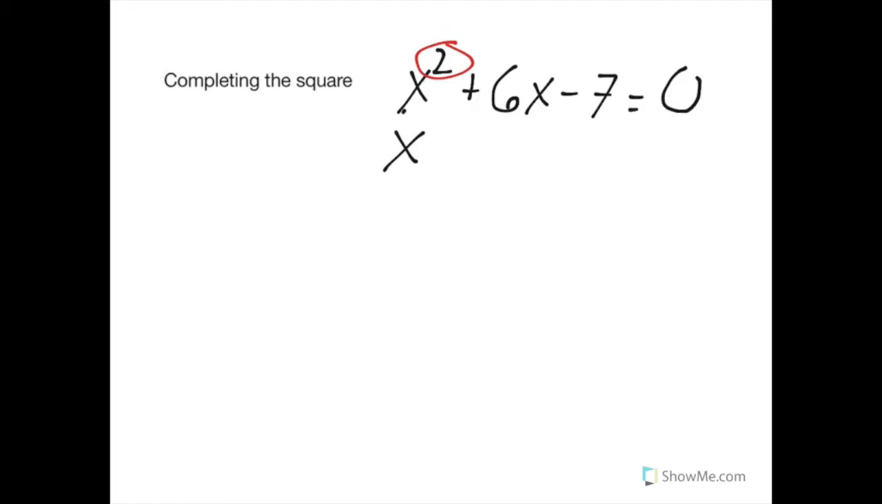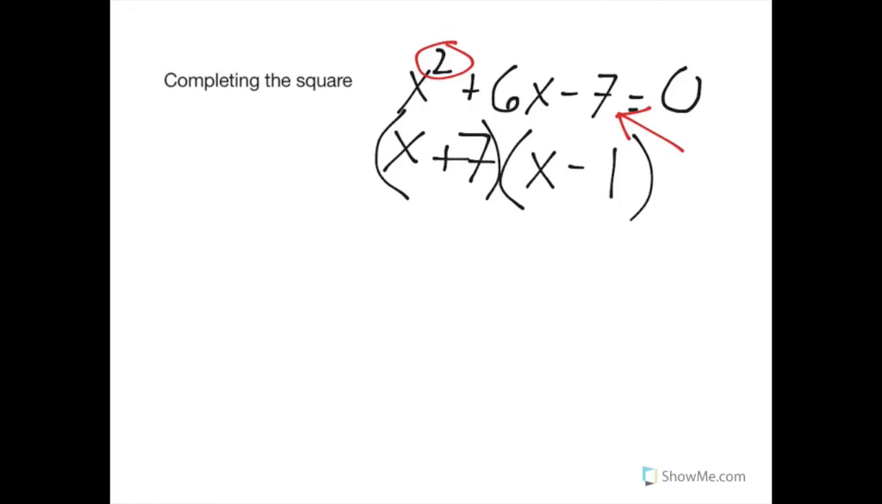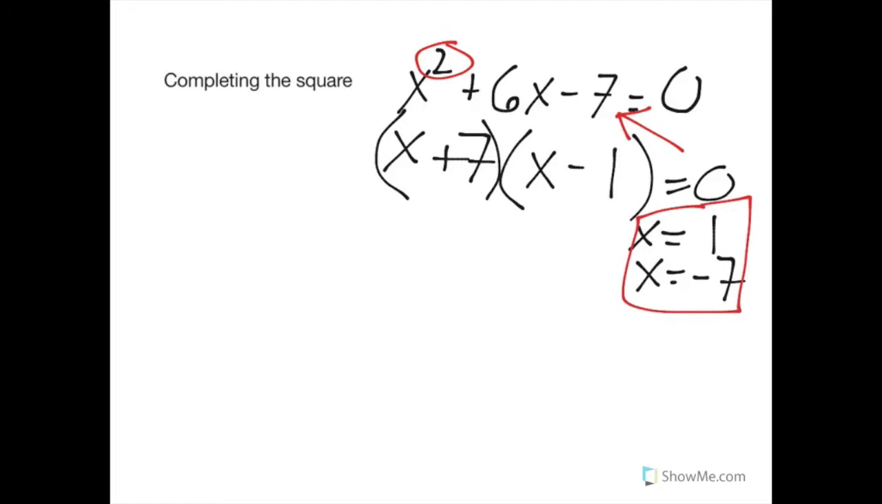Now, let's see, we got x here, so you got a plus here and a minus here. And let's see, a 7 and a 1, because 7 times 1 is equal to that guy. And we know that it has to be 7 over here and 1 over here. So this is equal to 0, so x is equal to positive 1, and x is equal to negative 7. All right, well, in this case, it did work out. We were able to factor it.